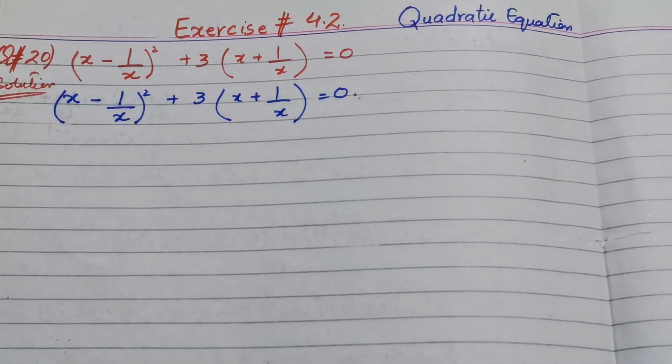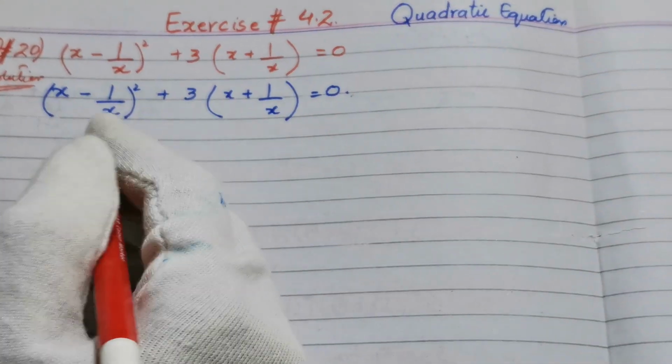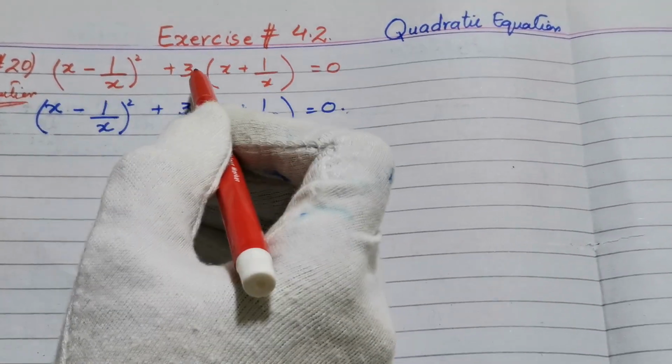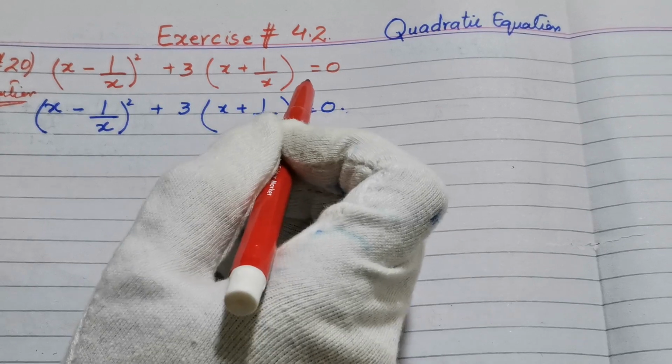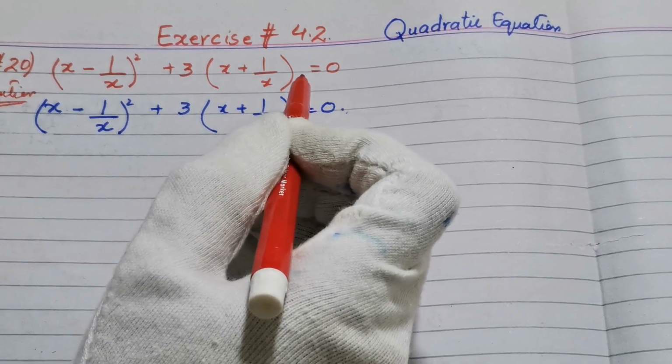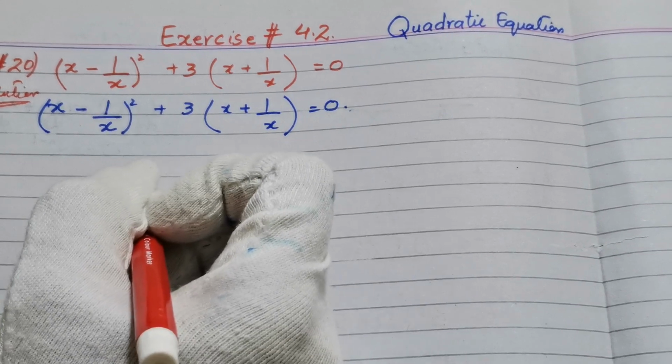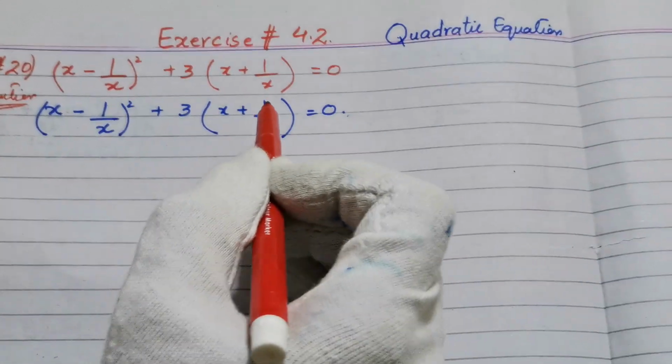Today I'm gonna teach you question number 20. Question number 20 is (x minus 1 by x) whole square plus 3 into (x plus 1 by x) is equal to 0. How to solve this equation?